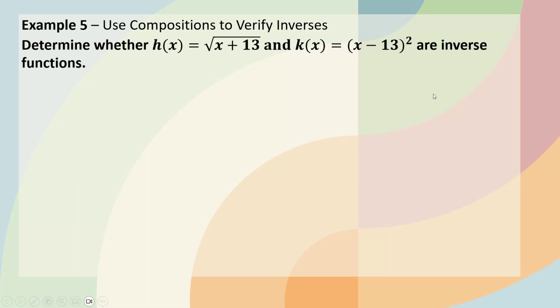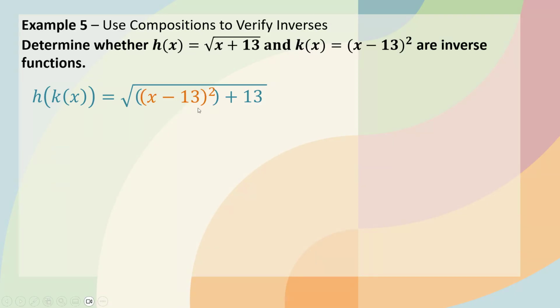Are they inverses? So composition of functions means, to find h of k of x, I'm going to go to the h function, and in place of x, I'm going to put parentheses. And then what I will input in the parentheses is the k of x function. So k of x is defined as the quantity x minus 13 quantity squared. So I'm going to put that where there was x.